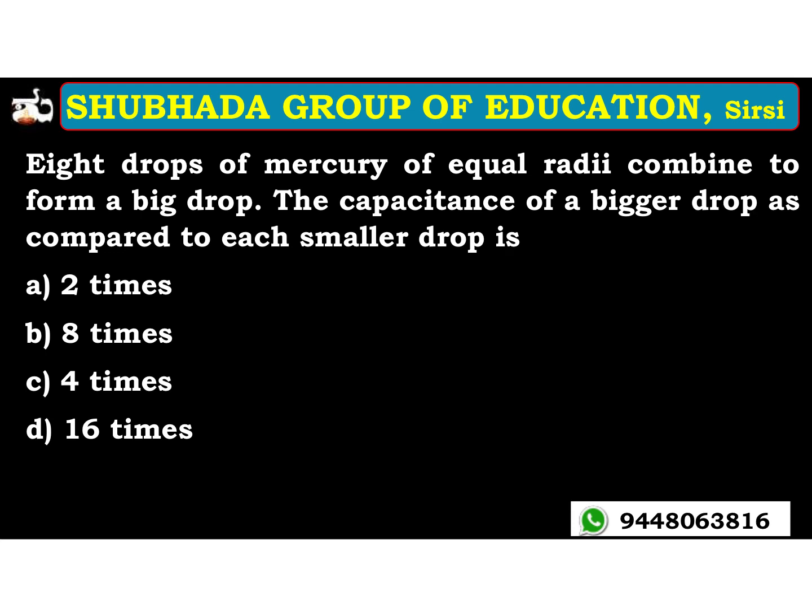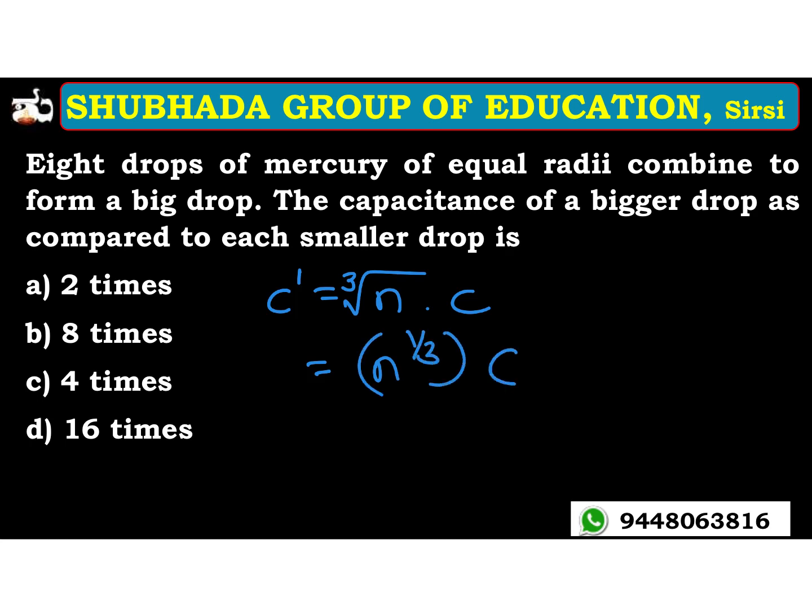Look at the next problem. It's clearly given that 8 drops of mercury of equal radii combine to form a big drop. The capacitance of the big drop as compared to each smaller drop is. This is the common type of question, and we have already discussed it during our discussion on this chapter and capacitance as well. The new capacitance C must be equal to number of drops under cube root times the initial capacitance. This is also equal to n to the power of 1 by 3 times C.